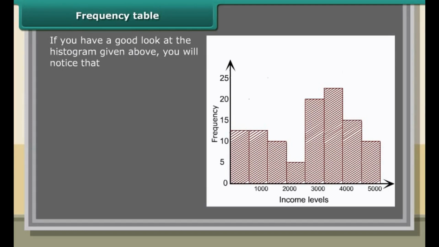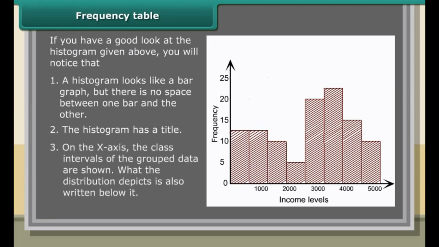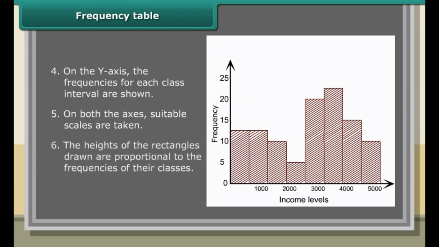If you have a good look at the histogram given above, you will notice that 1. A histogram looks like a bar graph, but there is no space between one bar and the other. 2. The histogram has a title. 3. On the x-axis, the class intervals of the grouped data are shown. What the distribution depicts is also written below it. 4. On the y-axis, the frequencies for each class interval are shown. 5. On both the axes, suitable scales are taken. 6. The heights of the rectangles drawn are proportional to the frequencies of their classes.